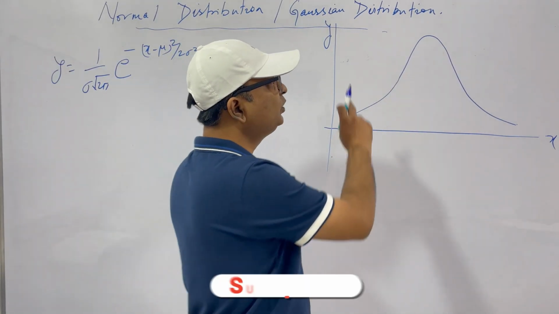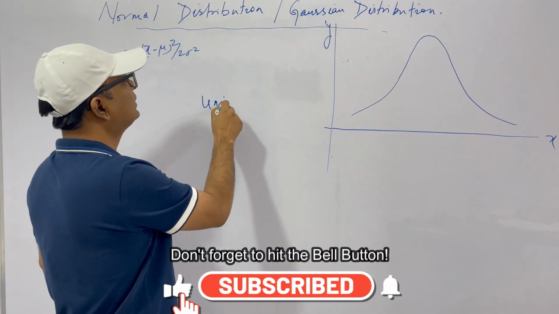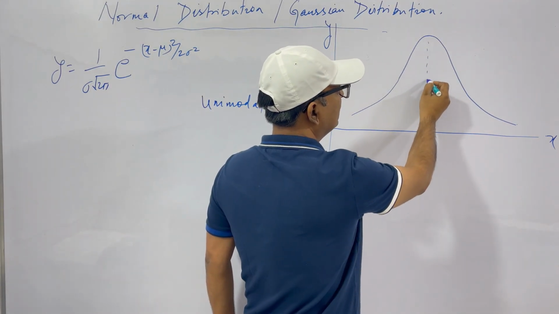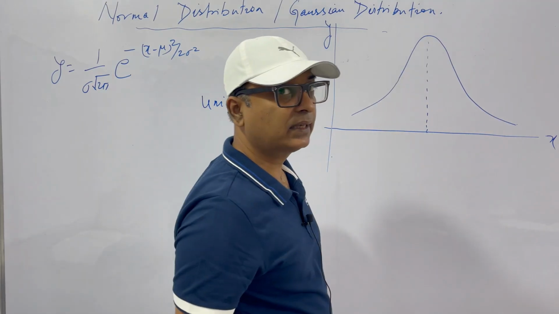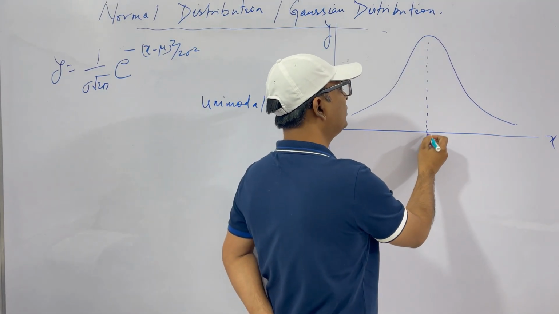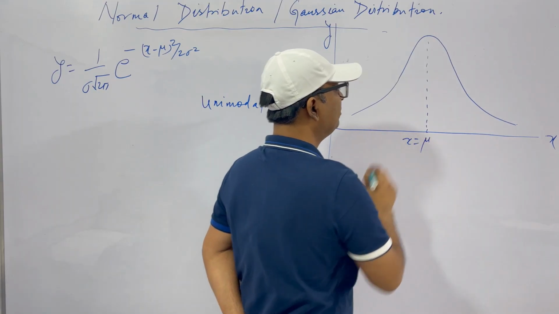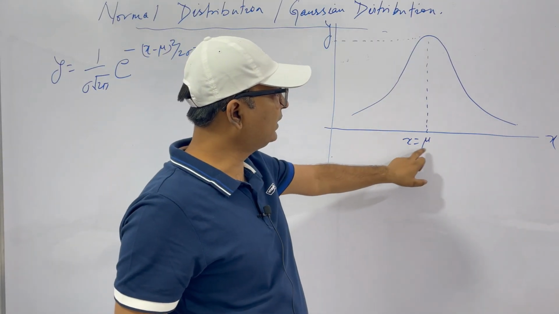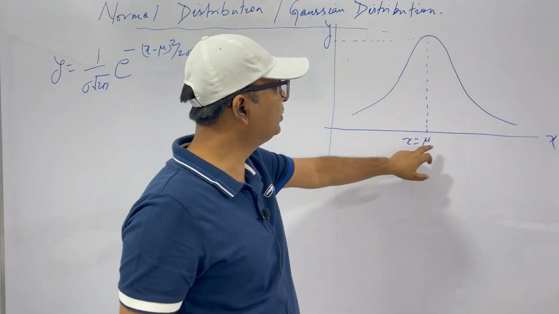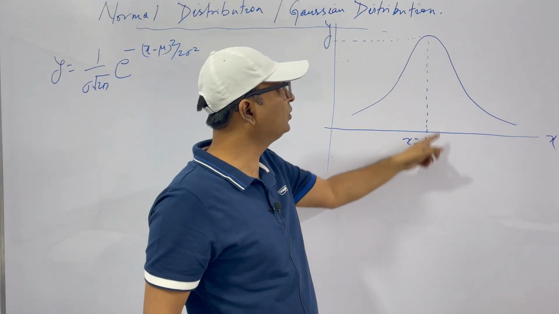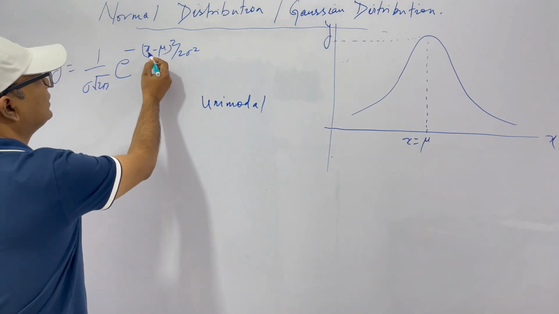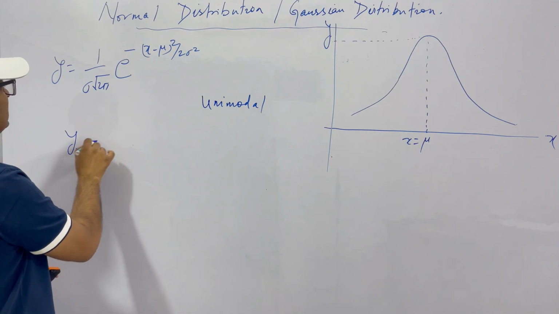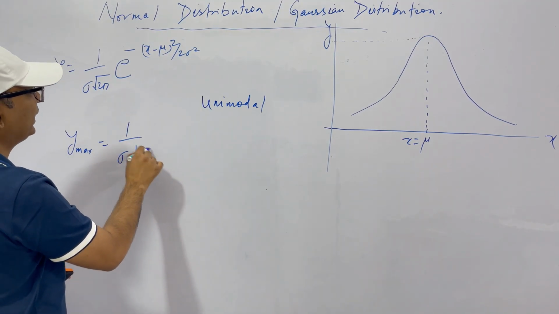What is this? This is unimodal. The first property is that this curve is unimodal. That is, we have only one mode here. And you know, in this case, mean, median, mode all will be at this point only. So this is x equal to mu, mean. What is the value of y? The maximum value of y will be for x equal to mu because the peak is at x equal to mu. When you put x equal to mu here, this becomes 0, so this will be 1. So the maximum value is 1 by sigma root 2 pi.